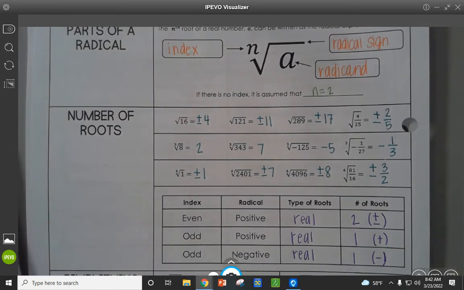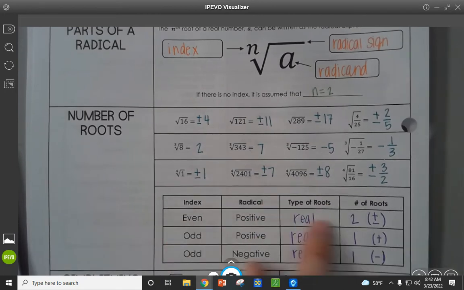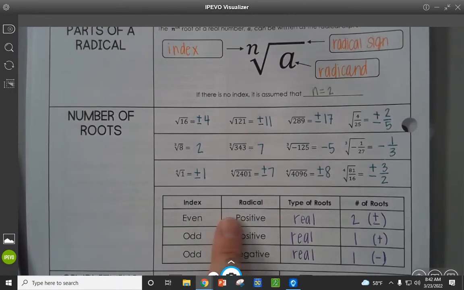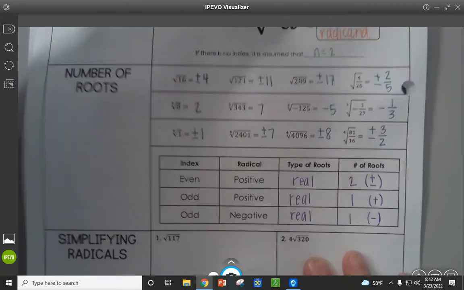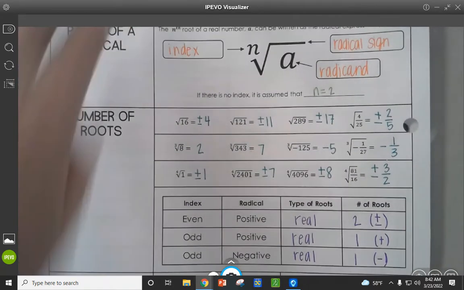So you need to make sure when you are giving your answers that you follow this. If you have an even index, make sure you put your plus or minus with your answers. So we're going to do some simplifying radicals, which we have done quite a bit.